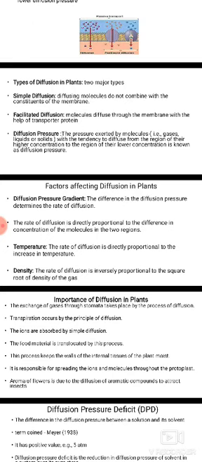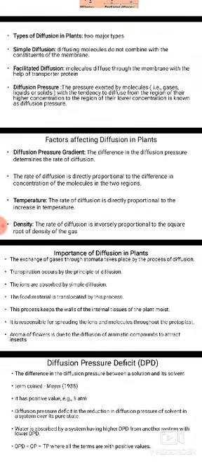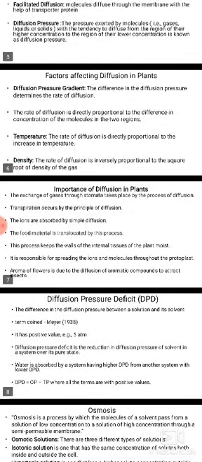The factors affecting diffusion in plants are, first one, diffusion pressure gradient. A difference in diffusion pressure determines the rate of diffusion. The rate of diffusion is directly proportional to the difference in concentration of molecules in two regions. Temperature. The rate of diffusion is directly proportional to increase in temperature. Next is density. The rate of diffusion is inversely proportional to square root of density of gases.